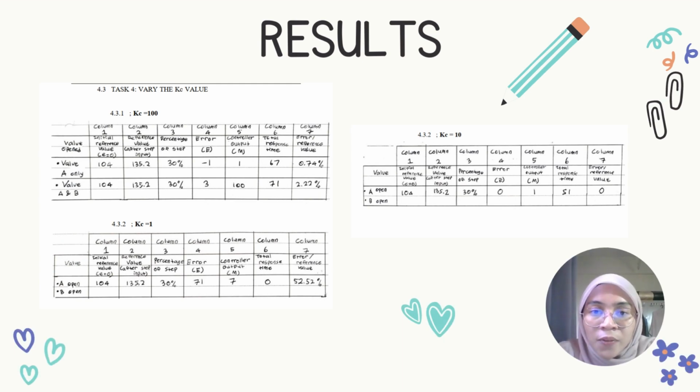This is result 4.3.1 for KC 100. On column 3, 30% is divided into valve A only open and valve A and B open. Next, result 4.3.2 for KC 1 with valve A and B open. And the last one is result 4.3.3 for KC 100 with valve A and B open.